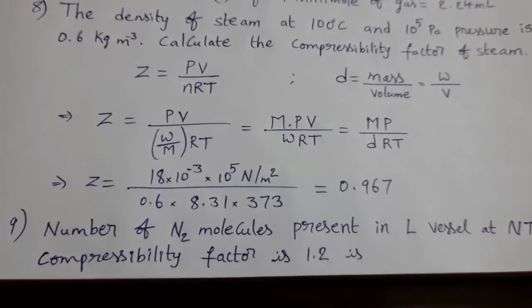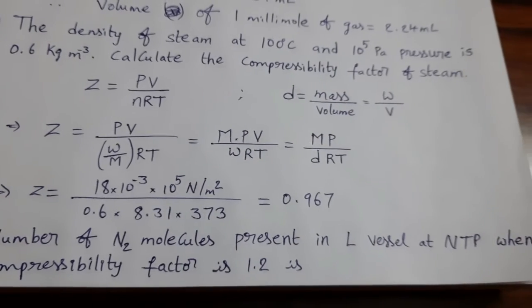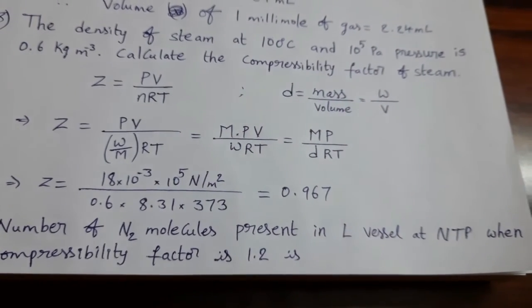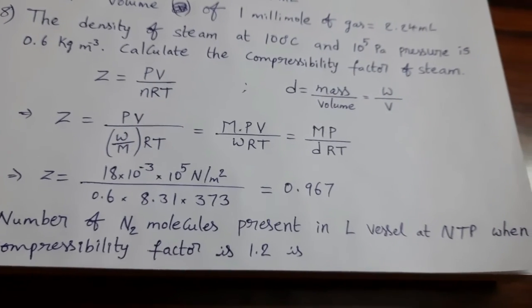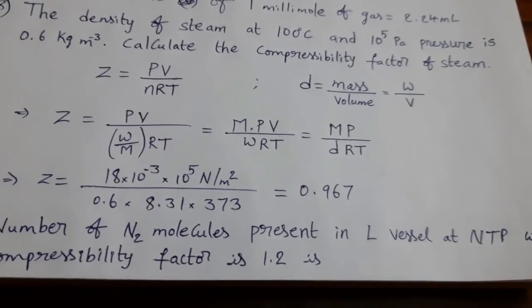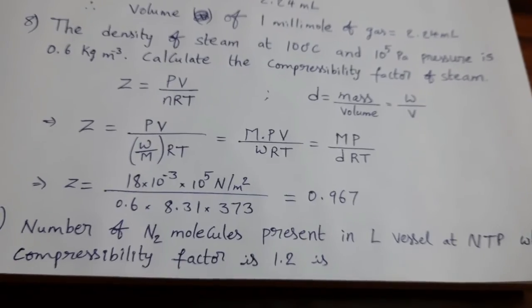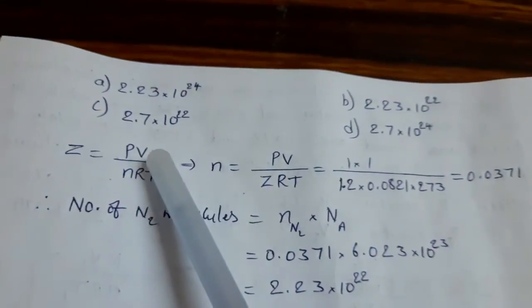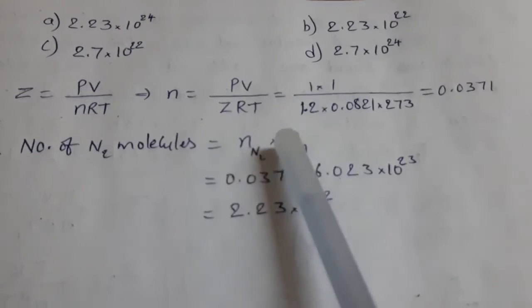Next. Find the number of N2 molecules present in a 1 liter vessel at NTP when the compressibility factor is 1.2. So volume is given. Temperature, pressure, NTP conditions. Compressibility factor is given 1.2. Number of molecules we should calculate. Say this: Z equal to PV by nRT. That implies n equal to PV by Z into RT.